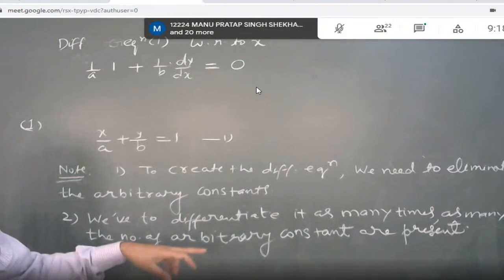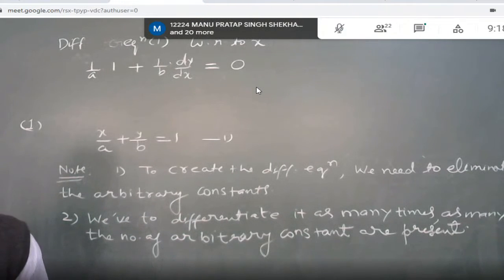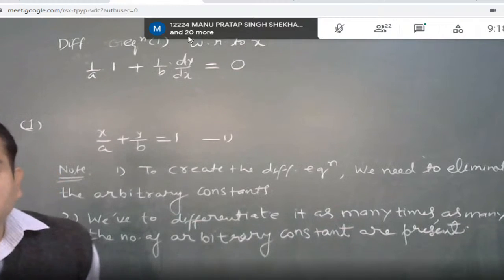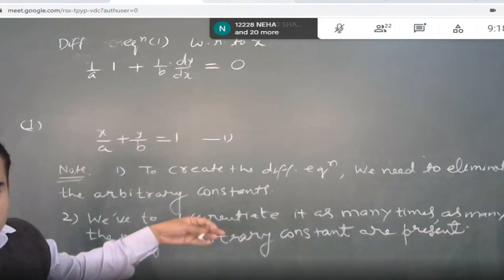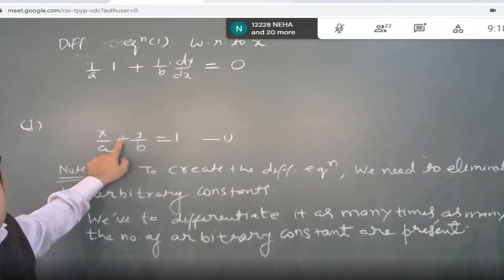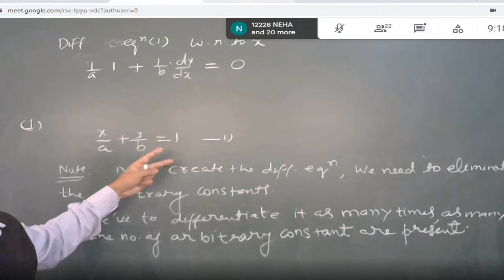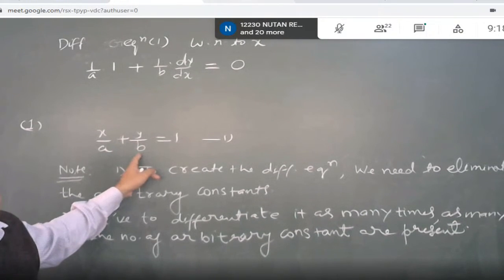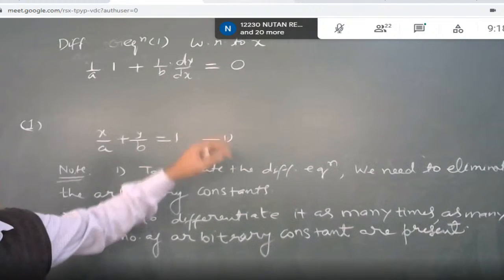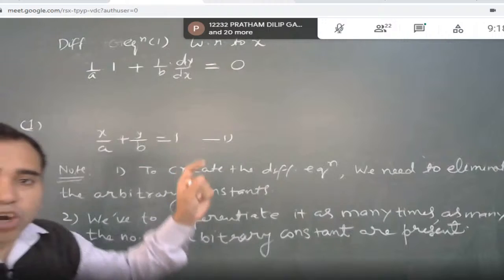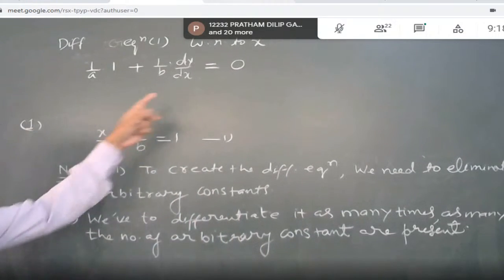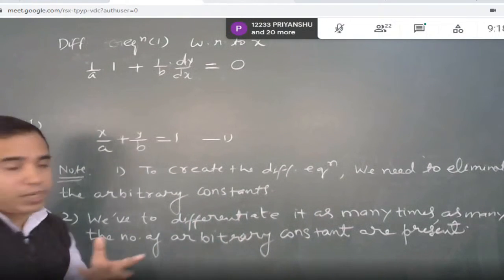Students, how many times should I differentiate? Tell me, if you answer I will feel good. How many times do we have to differentiate this? 2 times, because it contains 2 arbitrary constants, so I have to differentiate 2 times. So still it is not completed, right? The order of the final differential equation will be 2. One more time I have to differentiate, but intelligently.